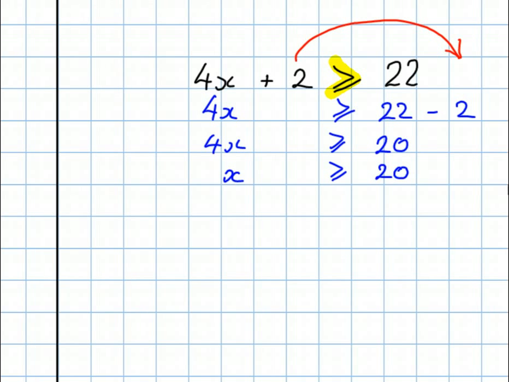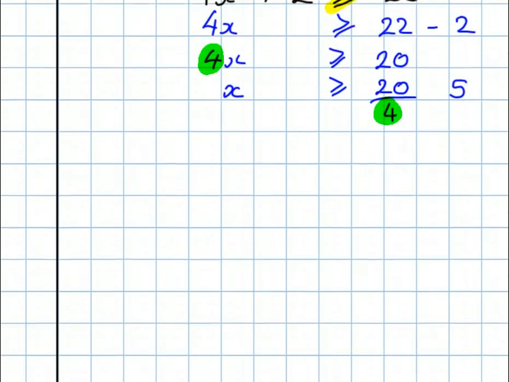so x is greater than or equal to 20 all over, we'll take this coefficient and put it beneath the 20. Now that's an improper fraction, I haven't changed the earlier ones, but this is how we do it. 4 goes into 20 5 times, so x is greater than or equal to 5. Now you may be asked to show that on a number line.